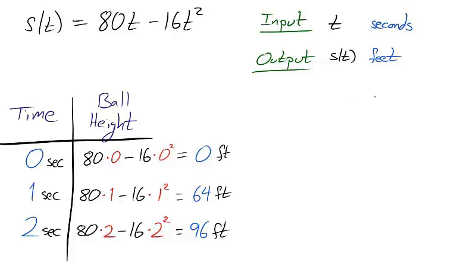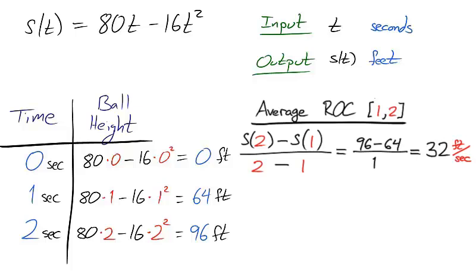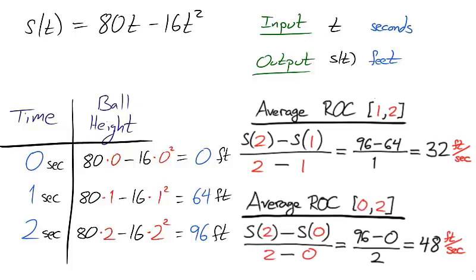Plugging these time values into the s function yields heights of 0, 64, and 96 feet. The average rate of change for s between 0 and 1 is 64. This number represents the average change in feet that the ball moves during the first second. If we calculate the rate of change between 0 and 2, we obtain 48 feet per second. Notice that the ball only moves 96 feet in the first 2 seconds, 32 of which happen after the first second.